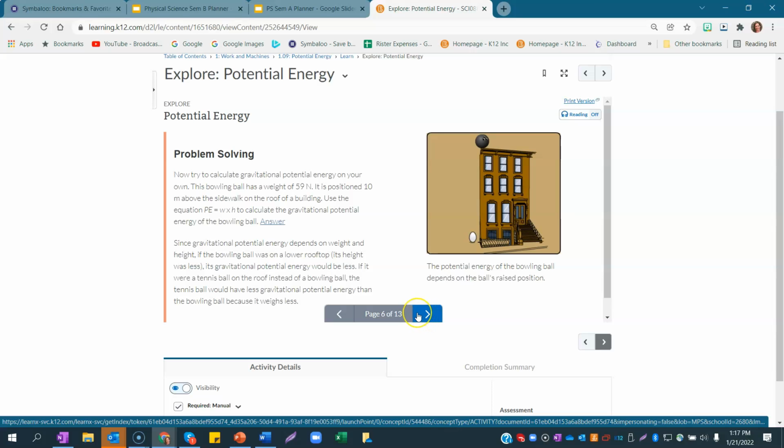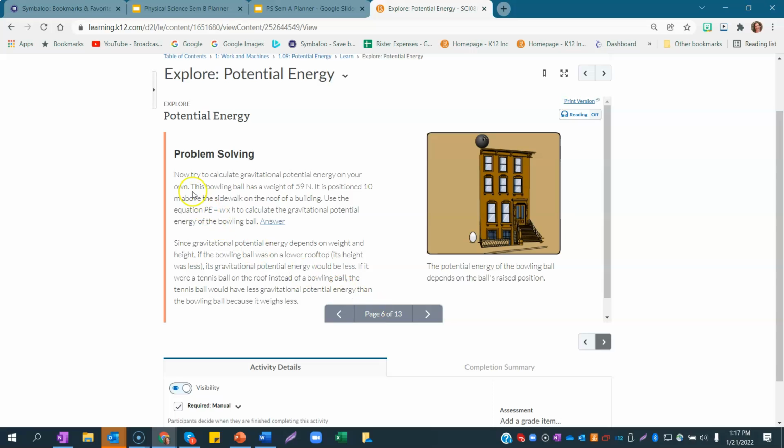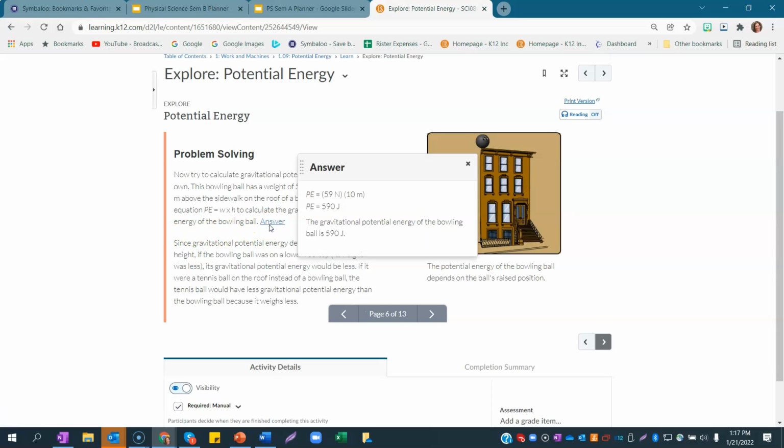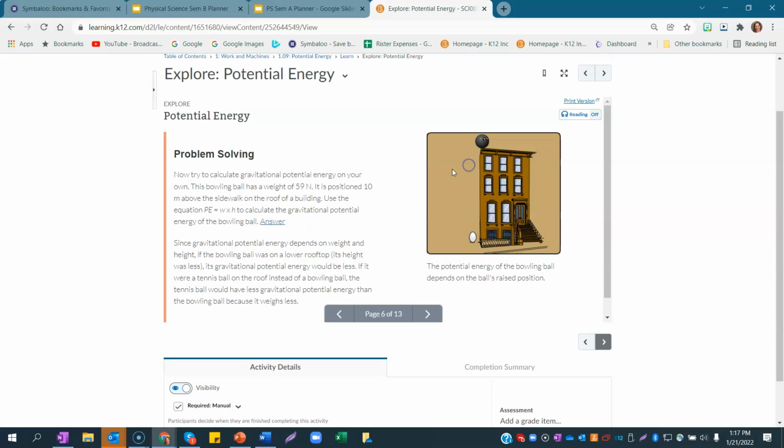Now try to calculate gravitational potential energy on your own. This bowling ball has a weight of 59 newtons. Its position is 10 meters above the sidewalk on the roof of a building. Use the equation for PE, weight times height, to calculate the gravitational potential energy of the bowling ball. Okay, so in that form, we would just see 59 newtons times 10 meters. So that would be 590 joules. We are just multiplying those two numbers together pretty easily. So that's the gravitational potential energy there.